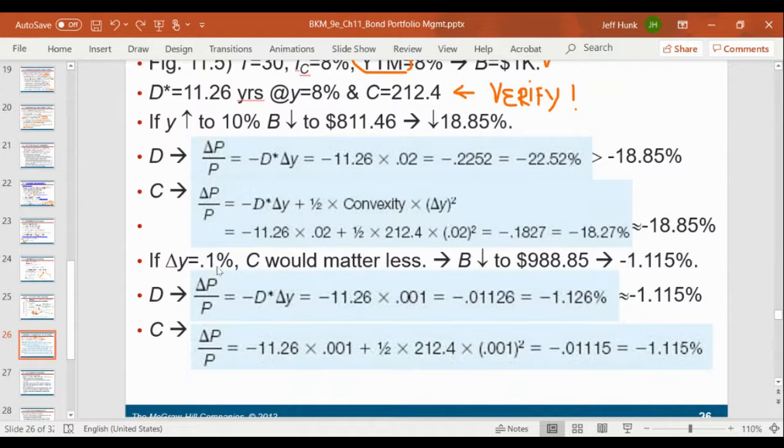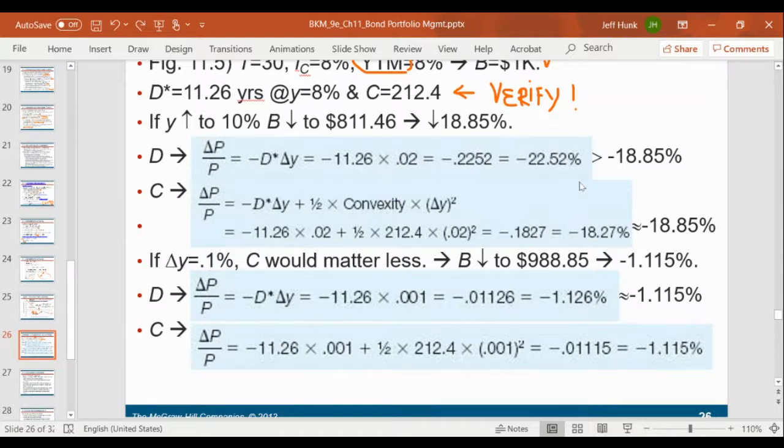And if the interest rate goes up 0.1%, the price will drop to 988.85, which is negative 1.115%. So even by duration this is quite close, and by convexity we are much closer. You get exactly negative 1.115, but the difference isn't that significant.